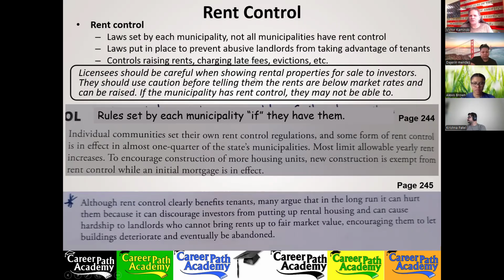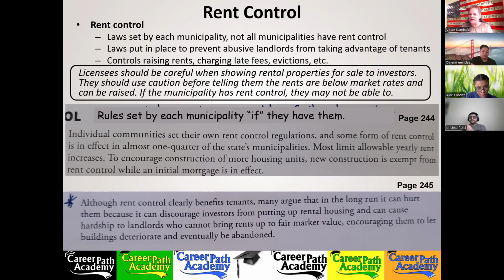Licensees should be careful when showing rental properties for sale to investors. They should use caution before telling them the rents are below market rates and can be raised. If the municipality has rent control, they may not be able to be raised. And that's probably why the landlord's trying to sell the property, because these properties can no longer be profitable. See, rent control is one of those double-edged swords as well.